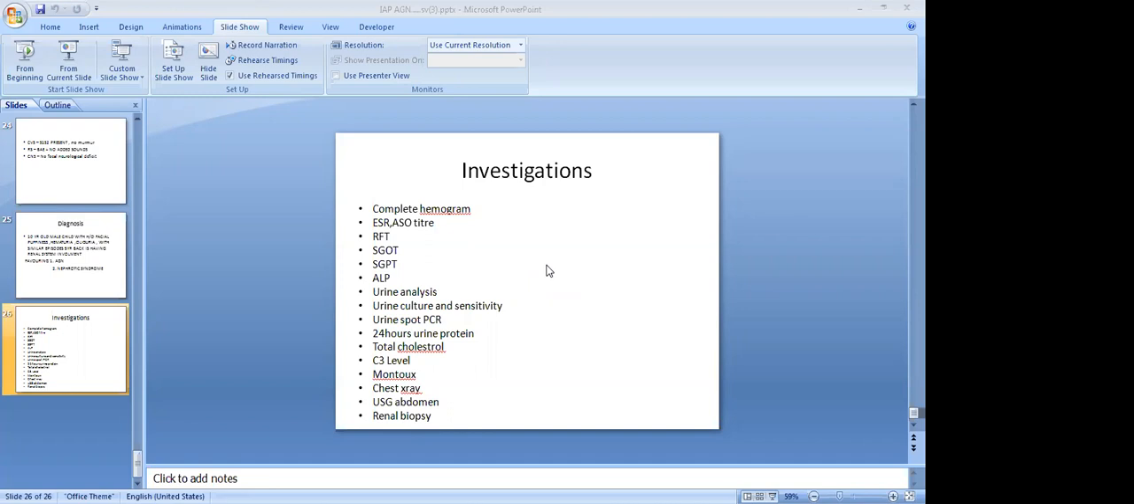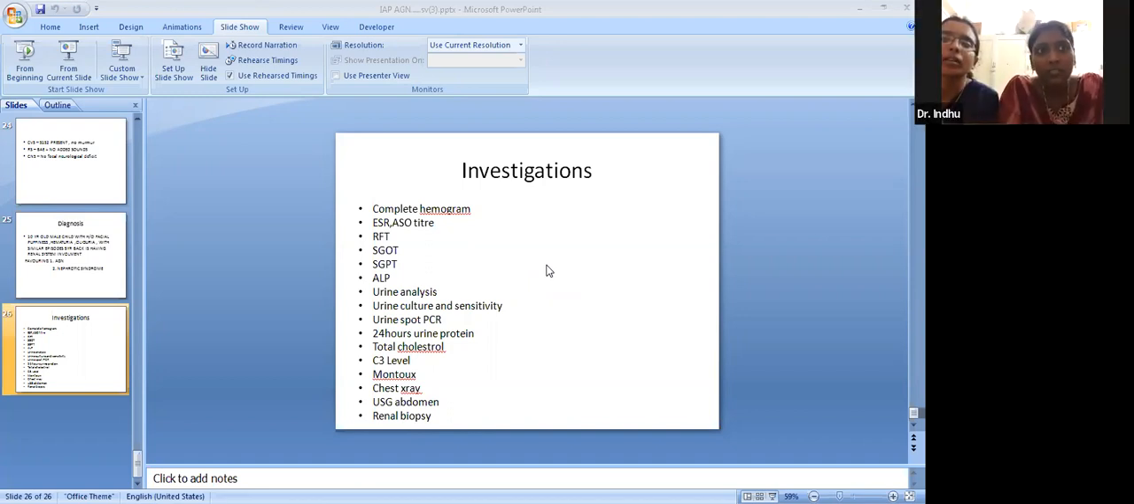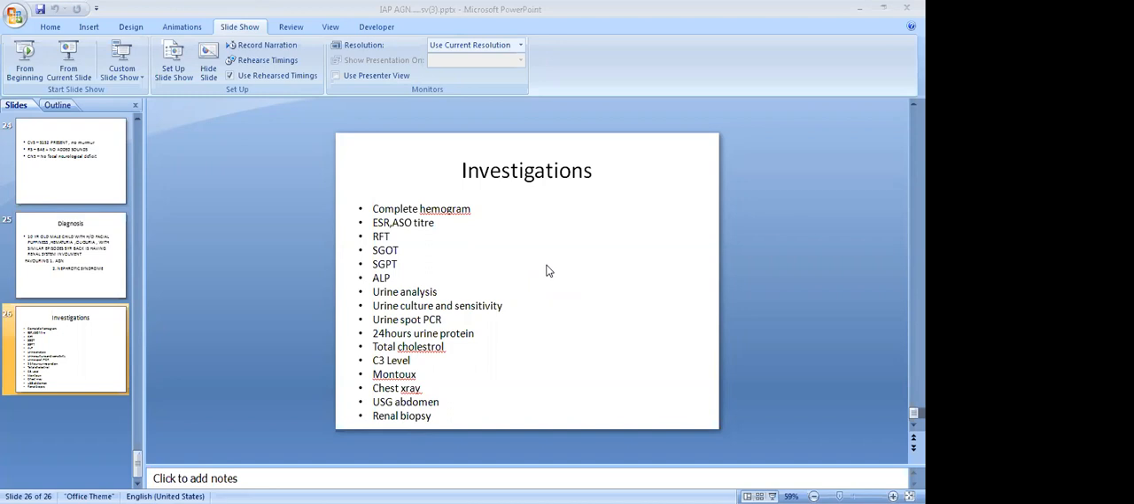Okay, what else will you do? Now BP does not fall. You have given a dose of furosemide, BP does not fall. Then you will probably add calcium channel blockers. Will you consider ACE inhibitors in AGN? Those are the only group of drugs you should never commit. No, should never give.